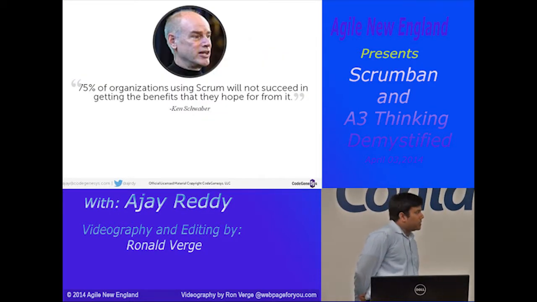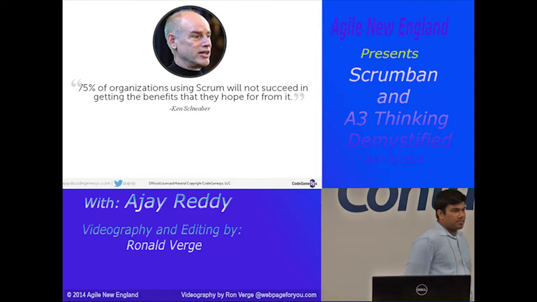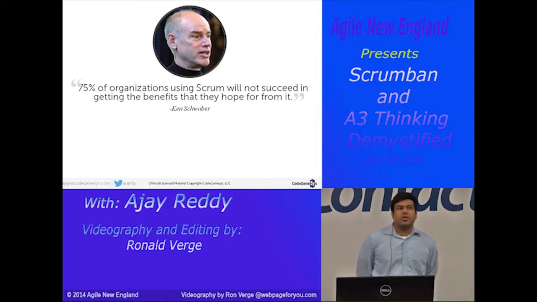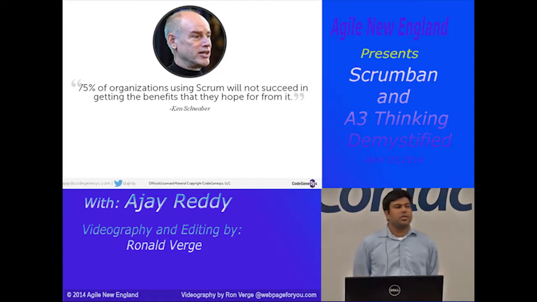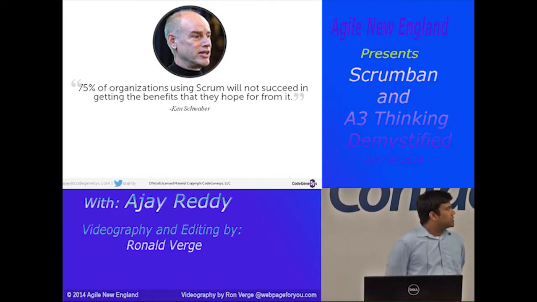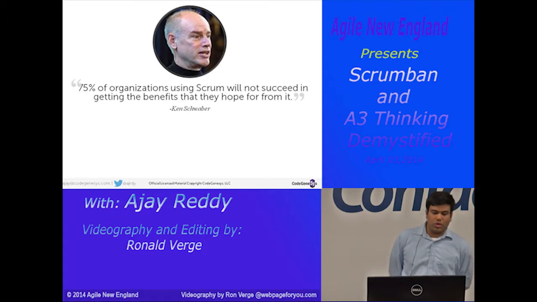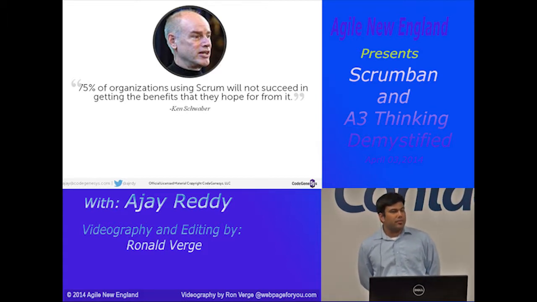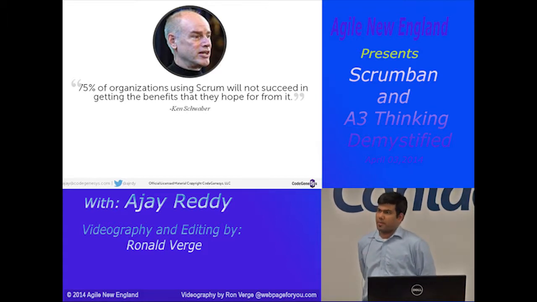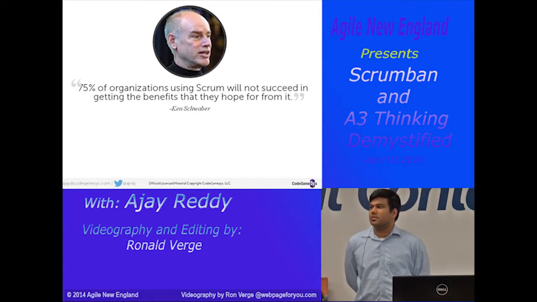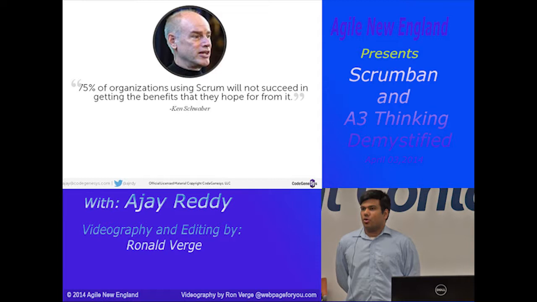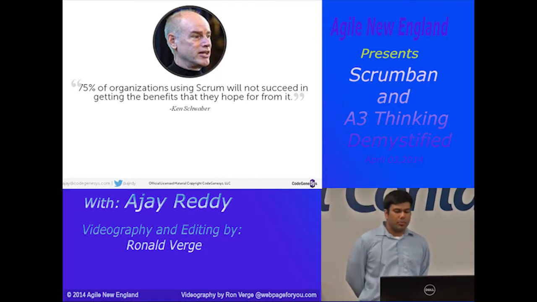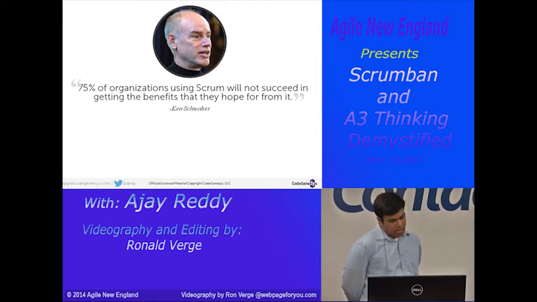However, Ken Schwaber says this about Scrum. And Ken Schwaber, by the way, is one of the co-creators of Scrum along with Jeff Sutherland. Right? So he says 75% of organizations using Scrum will not succeed in getting the benefits that they hope for from it. That's a pretty startling statement to me, from the co-creator of the framework, a pretty open admission.